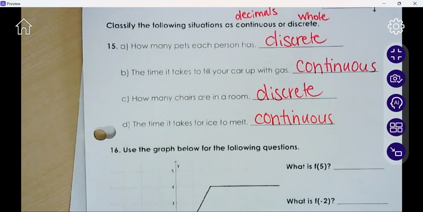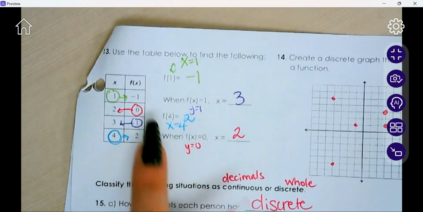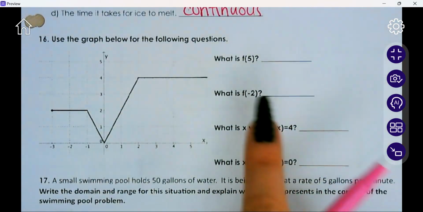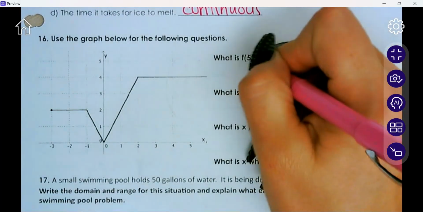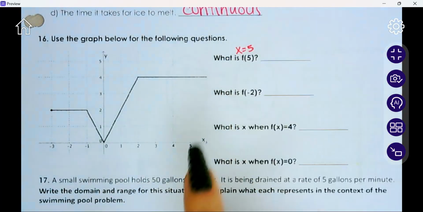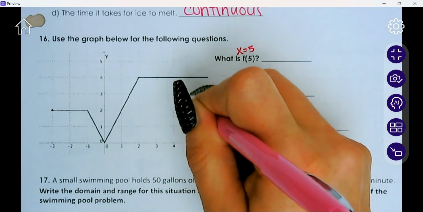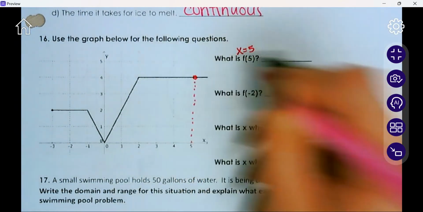Okay. So this one right here is very similar to this one right here, but instead of looking in a table, we're going to be looking at the graph. So if I'm looking at f of 5, that means my x is equal to 5. So if I go to my x-axis, I go to 5 and I go up, I see my y value is 4.